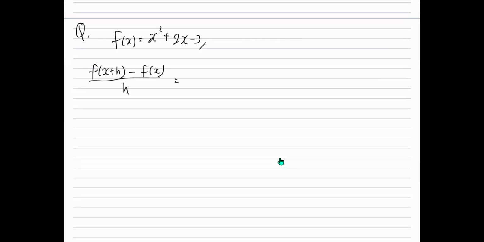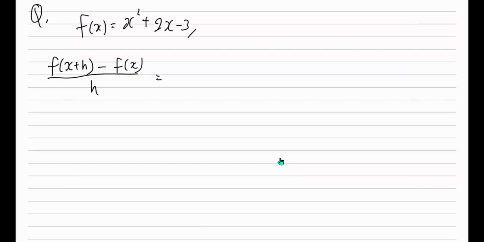Simplify the function notation. You have f(x) equals x squared plus 2x minus 3. Then you want to simplify the following expression, f(x plus h) minus f(x) all over h. So how do you do that? When you see the f(x), please remember there's an invisible pair of brackets. When you change it into f(x plus h), just replace everywhere you see x with x plus h.